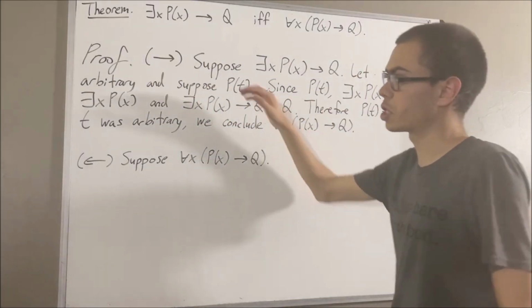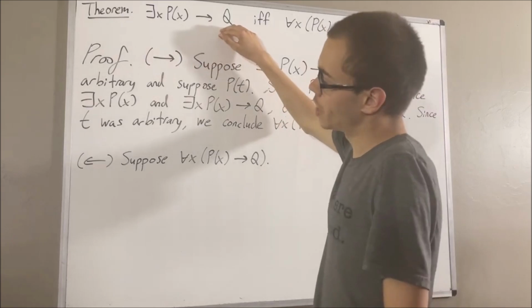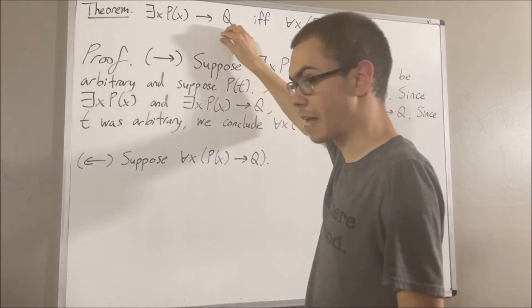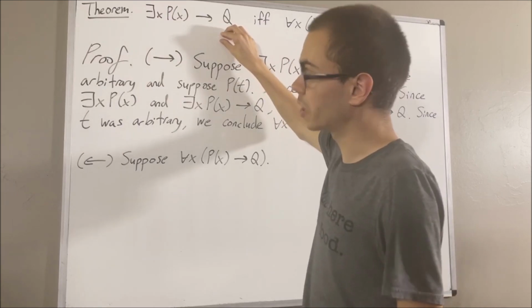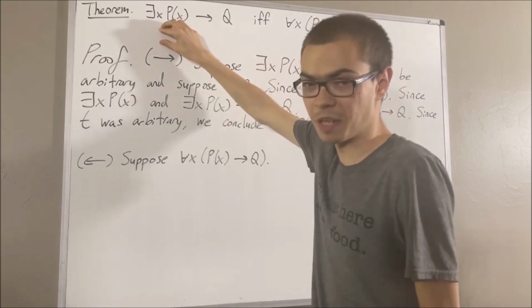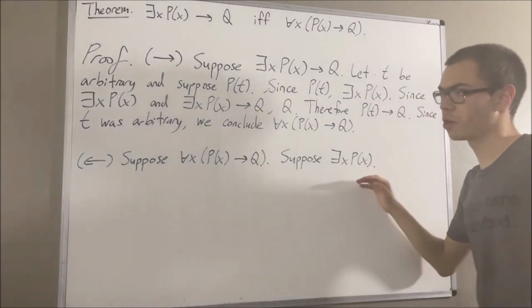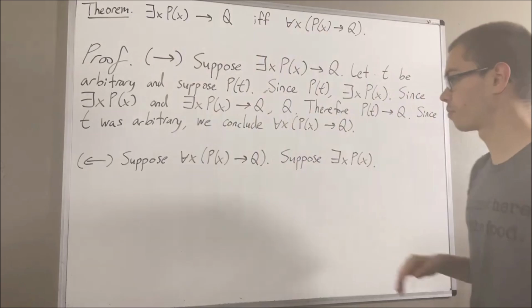And from here, we want to show that this is true. Now we're trying to show if there exists an x such that p of x, then q is true. So let's suppose that there exists an x such that p of x. And our goal from here is to show that q must then be true.